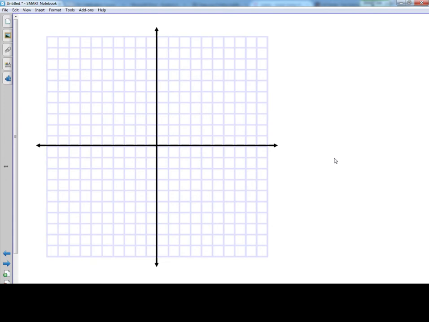Alright, cool. Let's start with, so this is proof right here. This is our proof for the formula of the parabola.